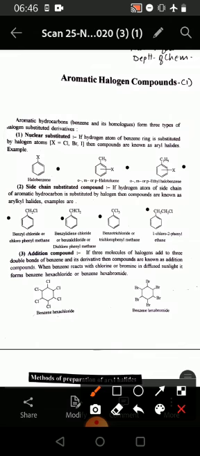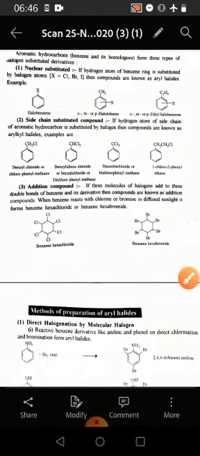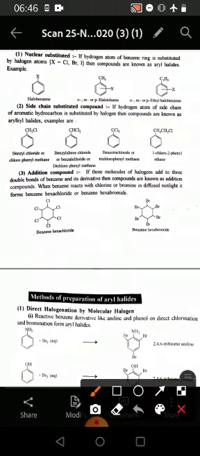1-chloro-2-phenyl ethane. Third type of compounds are known as addition compounds. If three molecules of halogen add to three double bonds of benzene and its derivatives, then these compounds are known as addition compounds. When benzene reacts with chlorine or bromine in diffuse sunlight, it forms benzene hexachloride or benzene hexabromide.